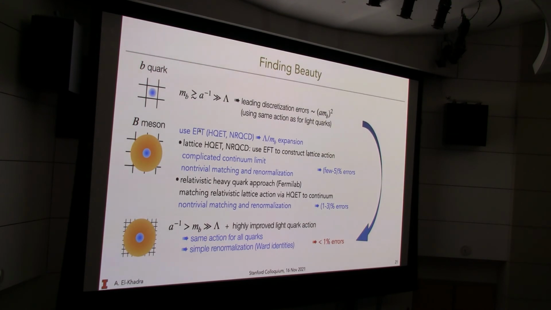So here we're finding beauty in both the setup, and we're finding beauty because we can resolve B quarks now with small discretization errors. This is now small if you have a quark discretization that is improved enough. And so all of this beauty then allows us to do these calculations at exquisite sub-percent precision, even for B physics quantities, not just light quark quantities.